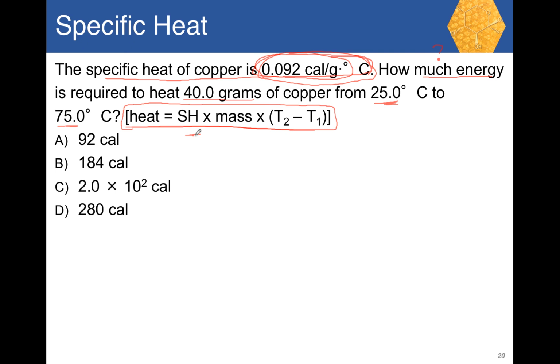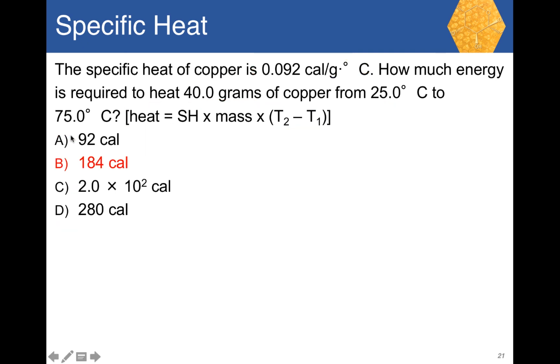So you may want to pause the video here and do the calculation and see which one of these answers corresponds to the best answer for that question. Here's what I have. This is the best answer here, 184 calories. So that's the amount of heat required to change the temperature of 40 grams of copper from 25 degrees C to 75 degrees C using this equation.